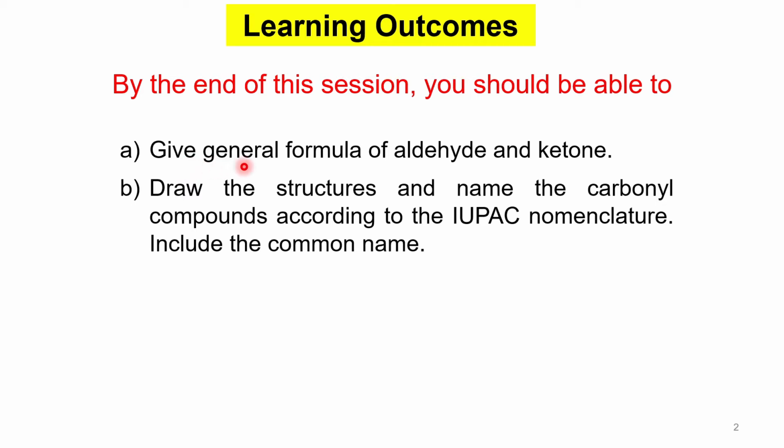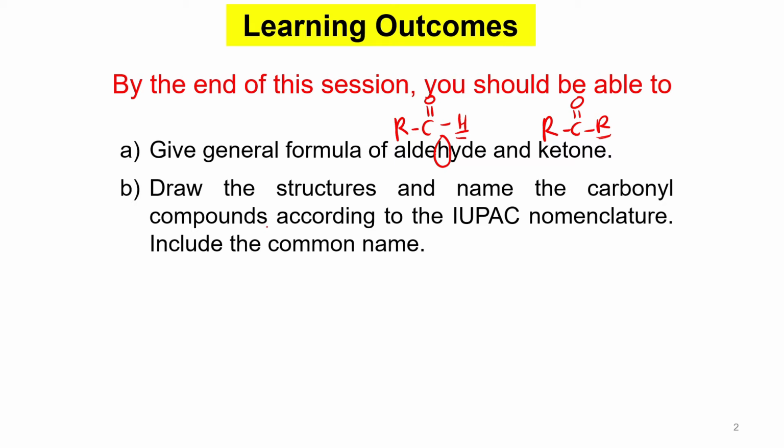Give general formula for aldehyde and ketone. We have aldehyde with H, so meaning R, C double bond O and H. So remember, for aldehyde there is H, so the ending is H. Ketone is R, C double bond O, R. So the general formula for ketone is RC double bond OR. Ketone has no H, so it ends with R.